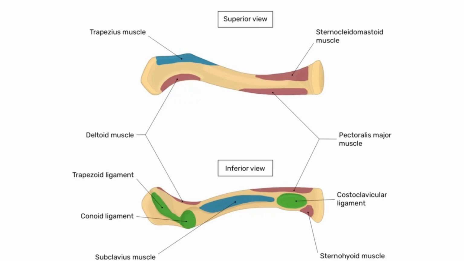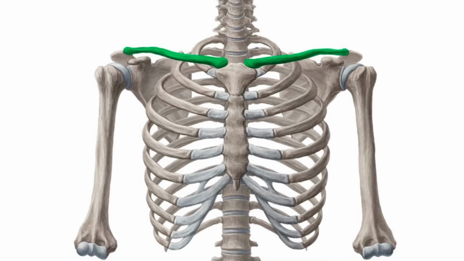So the next one we are going to talk about is the joint capsule. The lateral end of the clavicle gives attachment to the acromioclavicular joint capsule. This simply means that the lateral end of the clavicle articulates with the acromion process of the scapula to form the acromioclavicular joint, while the medial end gives attachment to the fibrous capsule of the sternoclavicular joint and the articular disc superiorly.